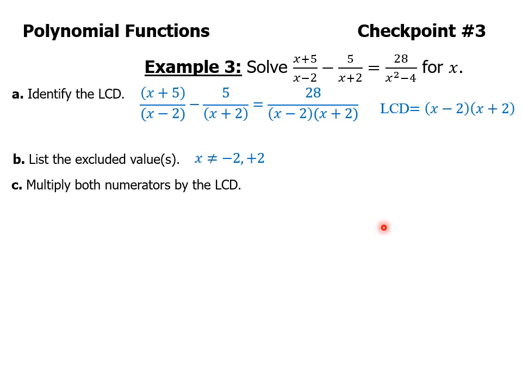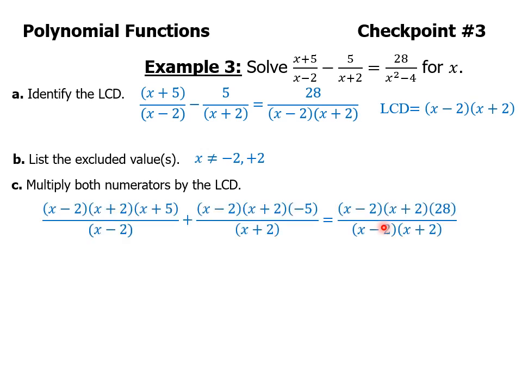Now I multiply both numerators by the LCD. That gets kind of long. So x minus 2, x plus 2 times x plus 5 over x minus 2, plus here I changed it to a plus and a negative 5 because we're adding the opposite. Got x minus 2 and x plus 2 on top and x plus 2 on the bottom. On the right, x minus 2 times x plus 2 times 28 over x minus 2 times x plus 2.